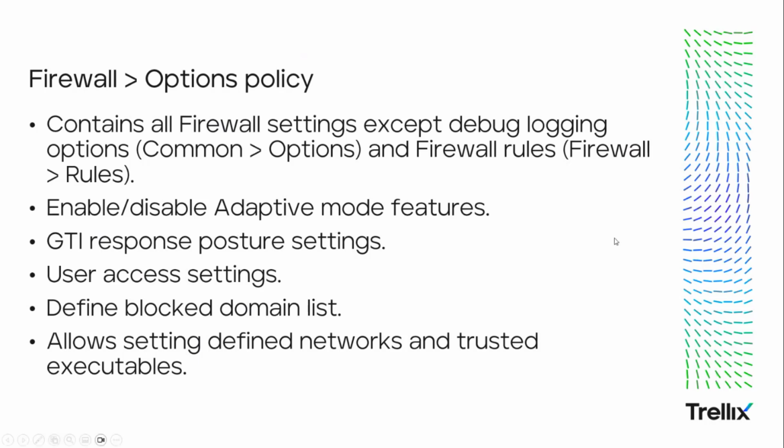The options policy is also where you can enable or disable the adaptive mode feature, and I'll talk about that a little more on a later slide. It's also where you'll set your GTI response posture settings for the firewall. So depending on GTI ratings for domains, you can use those ratings to determine block or allow rules, depending on your use case.